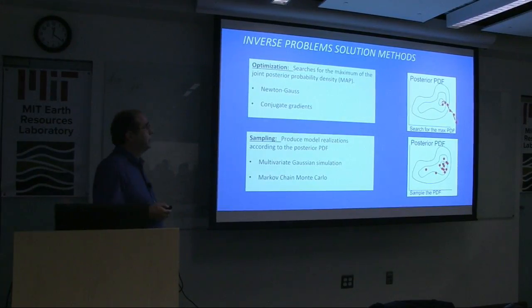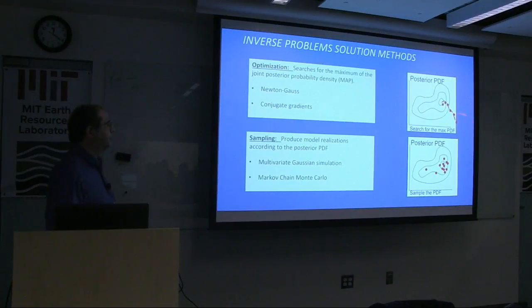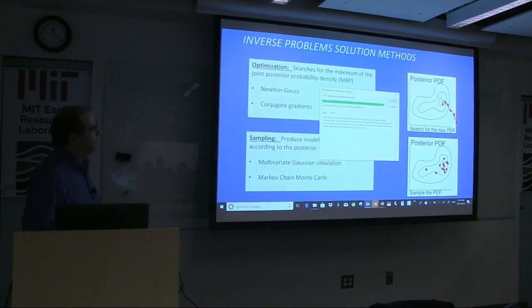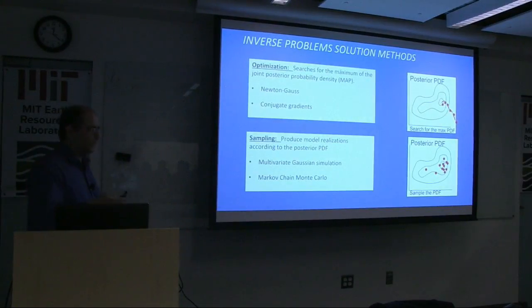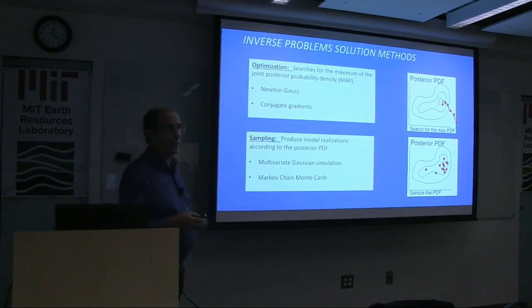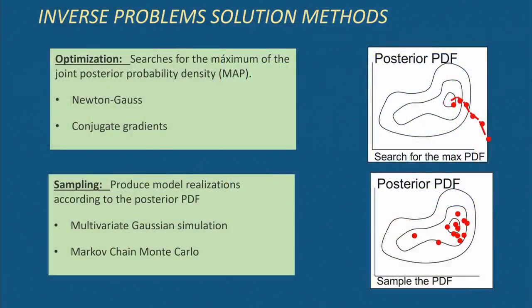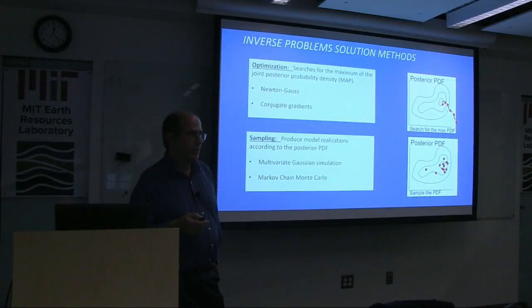Once the posterior probability PDF has been modeled, there are several approaches to pull realizations and to obtain a solution from the probability densities. I mentioned here two major approaches. One is the optimization, which consists in starting at some point, some configuration of the model, calculating gradients, Hessians, and converging iteratively to a maximum of the posterior probability density. These are typically model spaces that have a very large number of parameters. We are talking about hundreds of thousands of parameters if we work with a reservoir, or well, the mantle, etc.